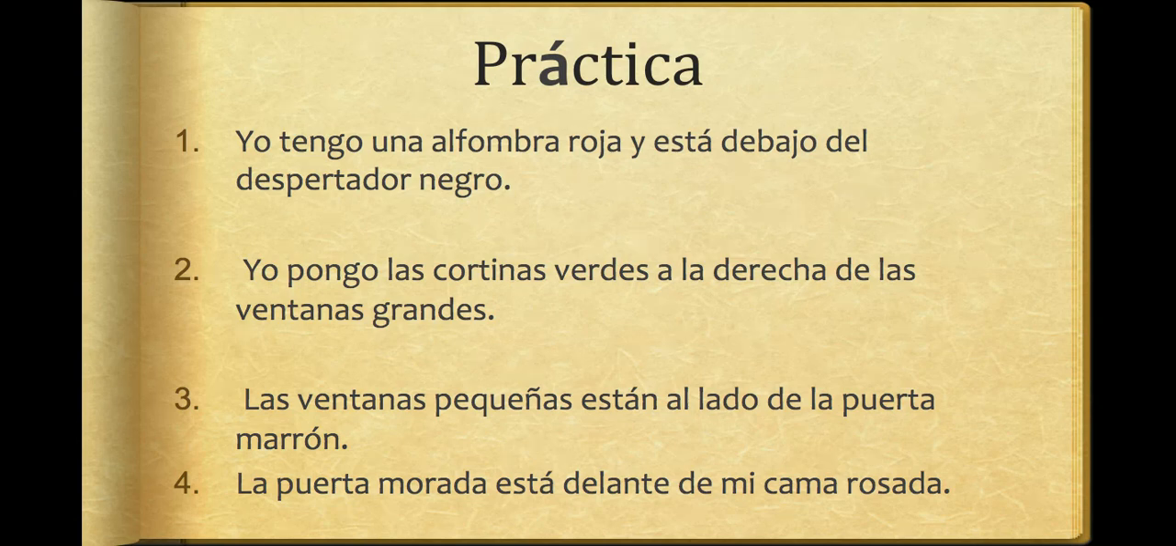So we have yo pongo las cortinas verdes a la derecha de las ventanas grandes. Number 3 is las ventanas pequeñas están al lado de la puerta marrón. And number 4, la puerta morada está delante de mi cama rosada. Since that was just a review, I'm not going to harp on it, but do know that you need to know that for this chapter.